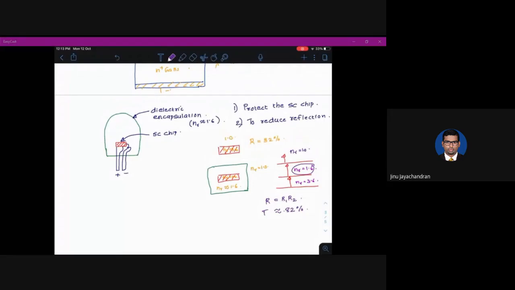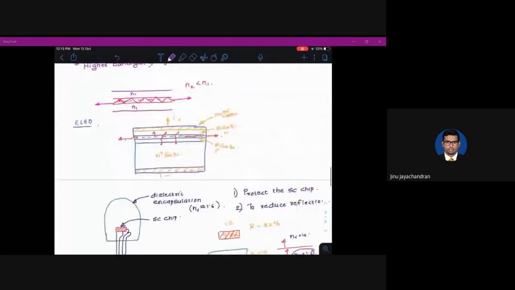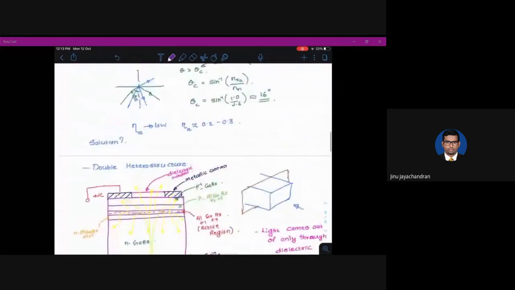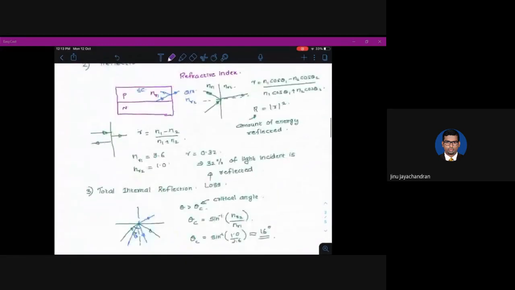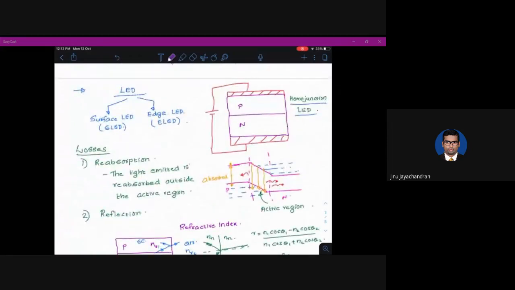So this is a very basic structure, the basics of LEDs. We looked at the structure and at what the dielectric encapsulation is, and so on.